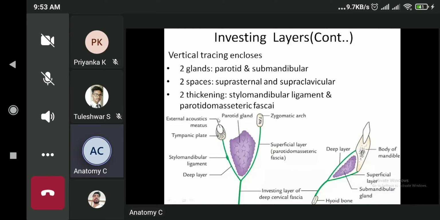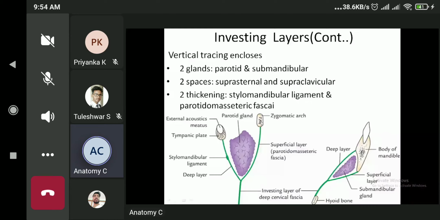This superficial layer of the investing layer is actually thick and tough, and is known as the parotidomasseteric fascia. Because of this toughness, conditions like mumps or parotitis may be very painful, as these tough layers prevent expansion. Because the superficial layer, the parotidomasseteric fascia, is tough, the condition is very painful.